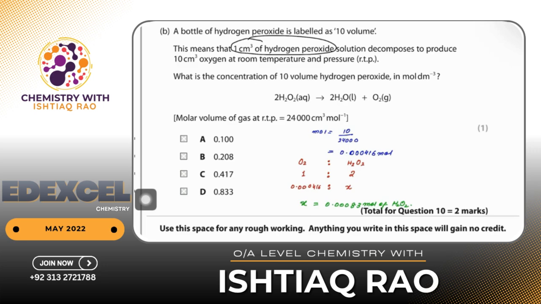If I convert this cm cube into dm cube, 0.001 dm cube of H2O2 has this many moles. Because they were asking in mole per decimeter cube, this is going to be X. So that's my answer, D is correct.